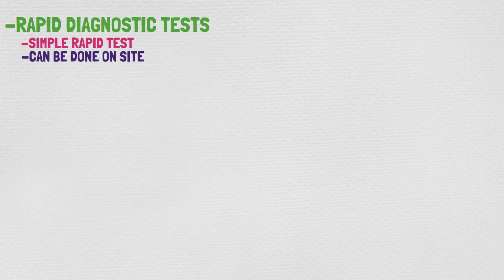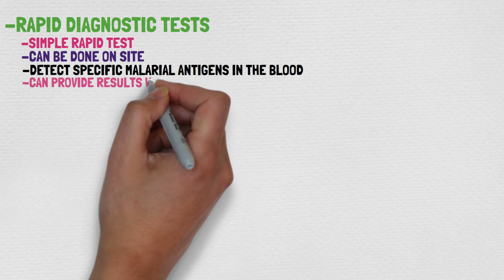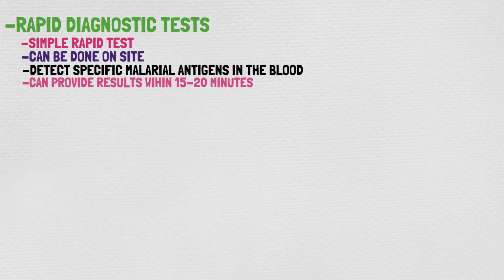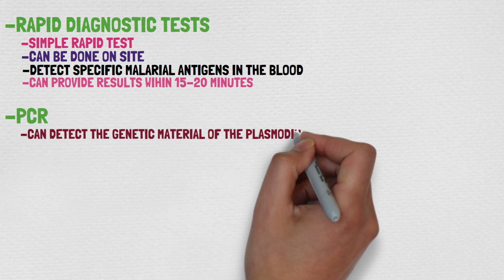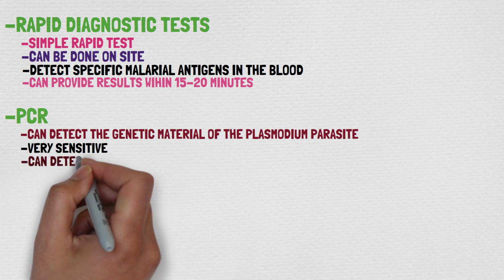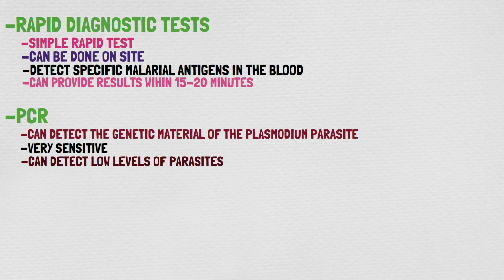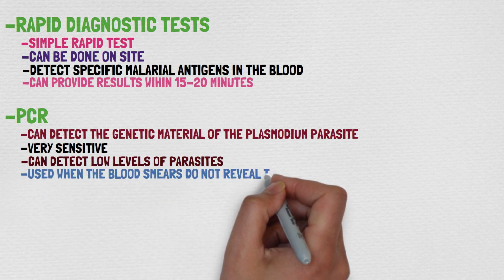Rapid diagnostic tests are simple rapid tests that can be done on site. These tests detect specific malarial antigens in the blood and can provide results within 15 to 20 minutes. PCR can detect the genetic material of the Plasmodium parasite. This test is very sensitive and can detect low levels of parasite. PCR is used when the blood smears do not reveal the diagnosis.